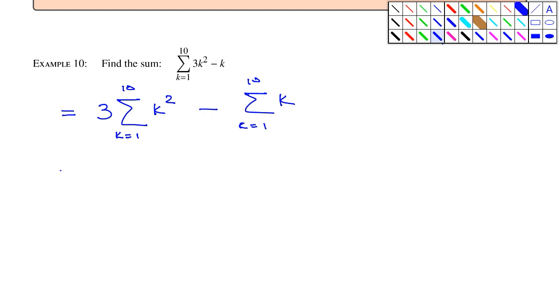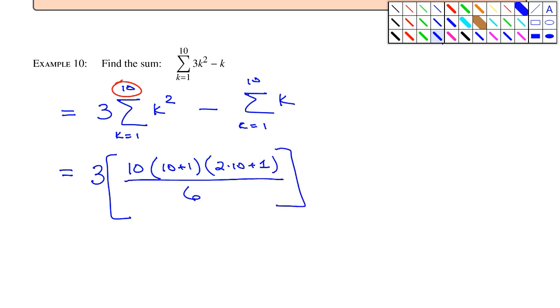And then, to work this out, I just use my formulas from above. So the first sum is going to be 3 times, our last number used here is 10. That's the last index, so we're going to use 10 for n. So it'll be 10 times 10 plus 1 times 2 times 10 plus 1 over 6, minus, here we have 10 again, but this time it's the summation of a linear k, so that's just 10 times 10 plus 1 over 2. And then if you work all that out, you get 1100.